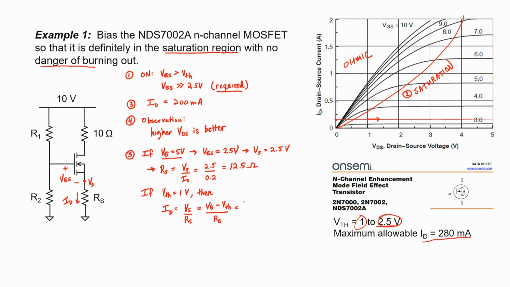The source voltage is just going to be my gate voltage minus the threshold voltage. Our gate voltage is 5, and our threshold voltage is 1. We've already picked this resistor of 12.5. This gives us a drain current of 320 milliamps. Unfortunately, that exceeds the maximum allowable drain current for this transistor. The transistor would burn out. That's bad. What did we do wrong?